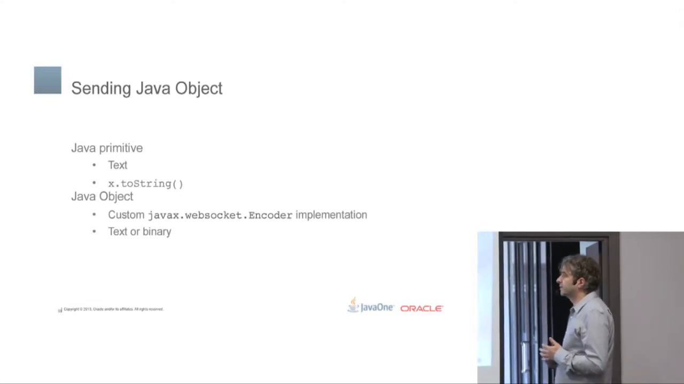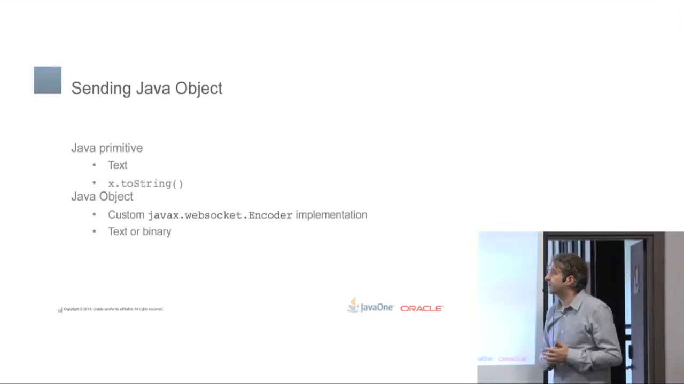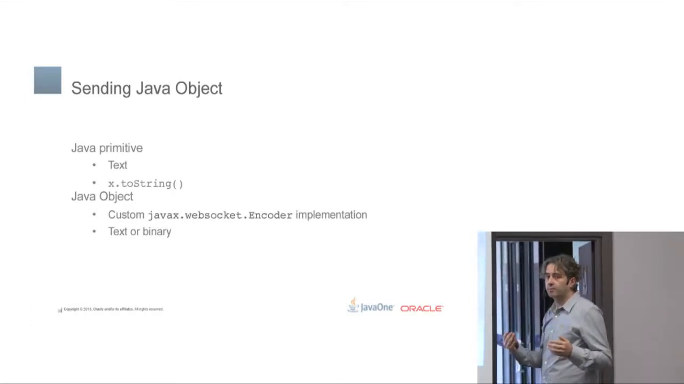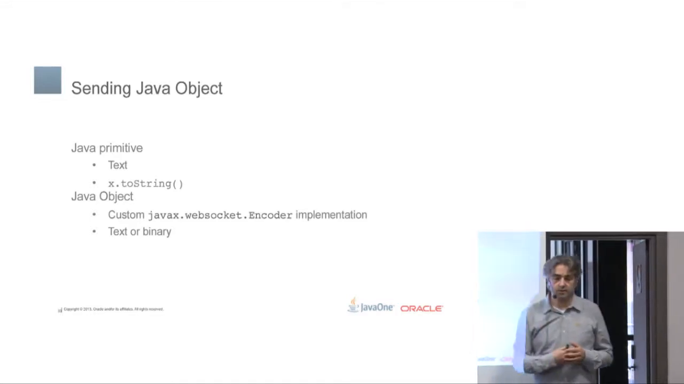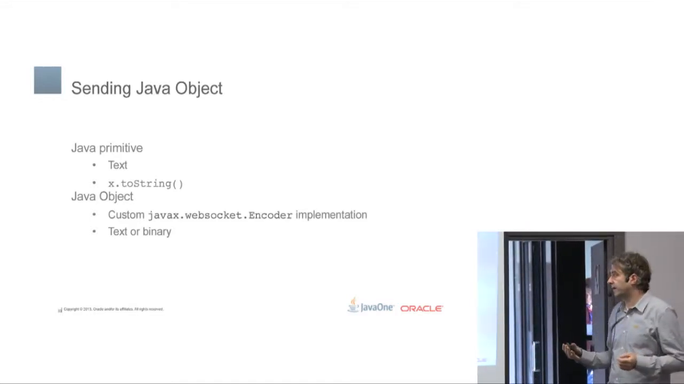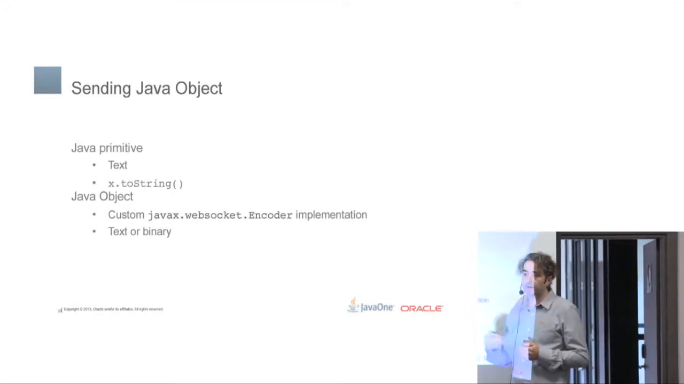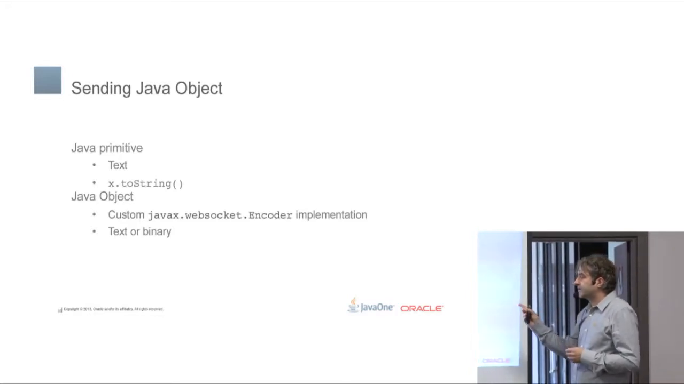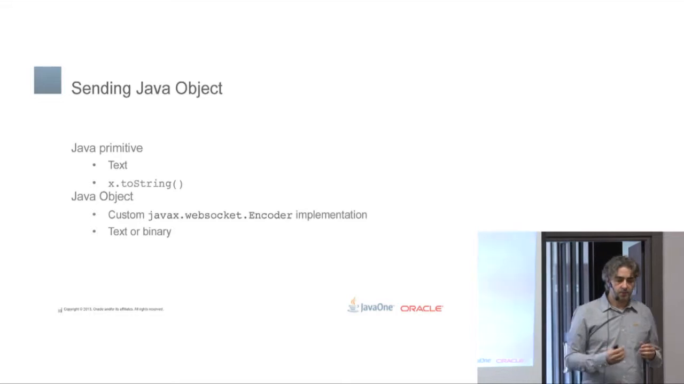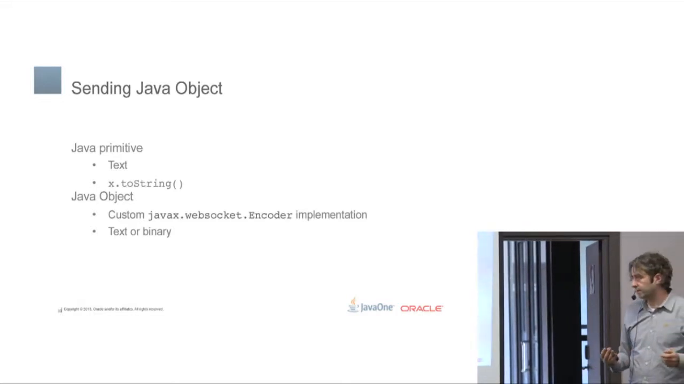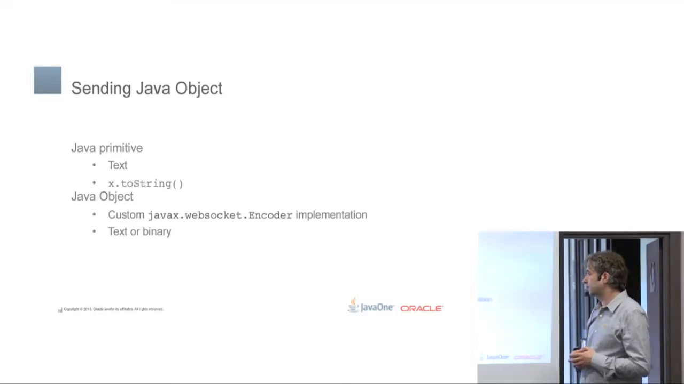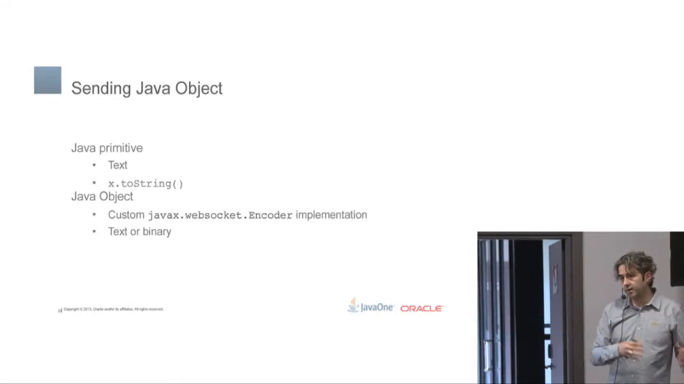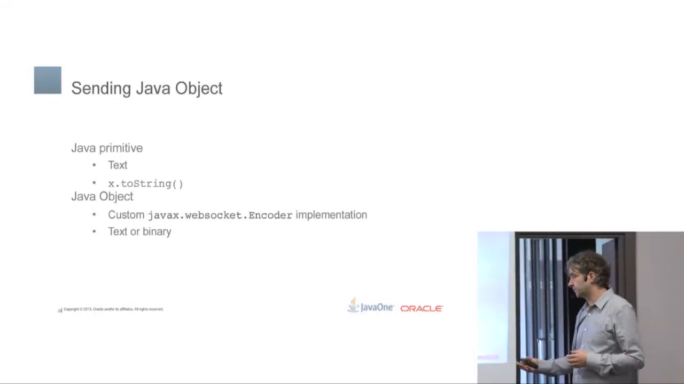So sending Java objects, it's basically the custom object. If we are sending just a Java primitive, the WebSocket implementation will just send that Java primitive using a text-based payload, and basically it will invoke the toString method of that specific primitive. So there's not a big deal there. What is nice is that you can also use the WebSocket implementation to send Java objects directly. You can send any type of Java object using WebSocket, either over text-based payload or binary payload.